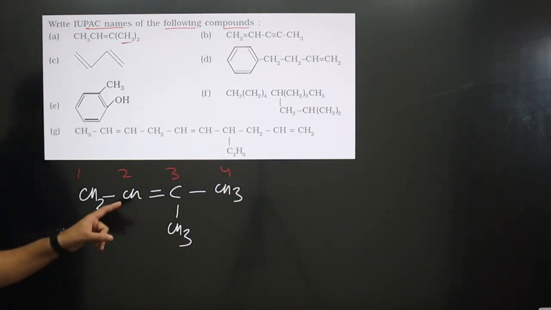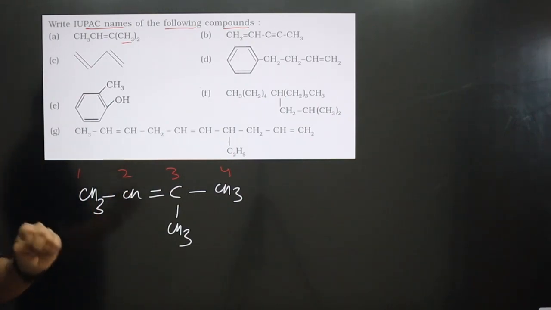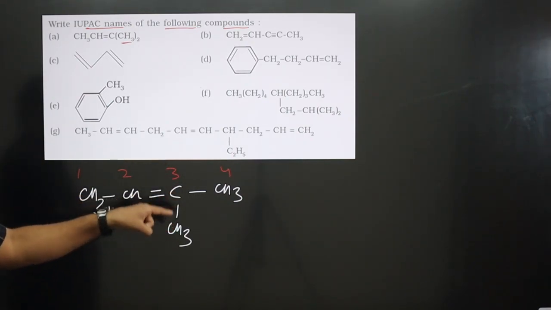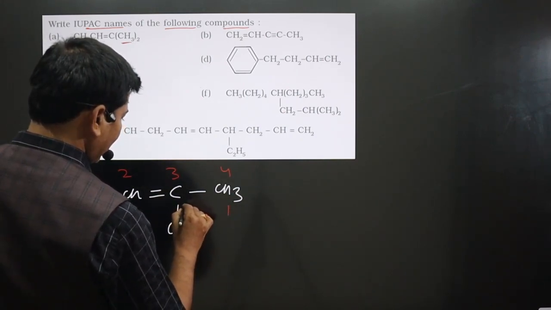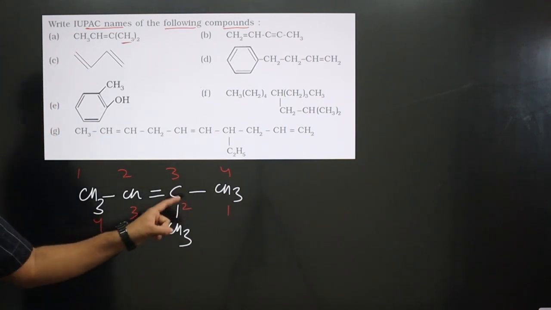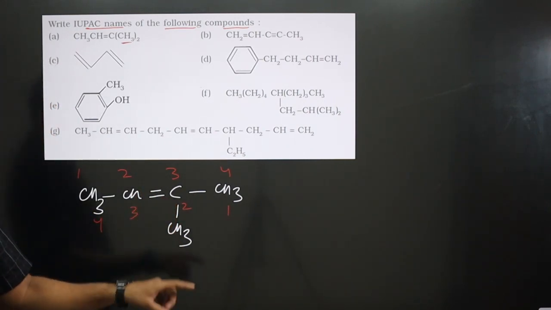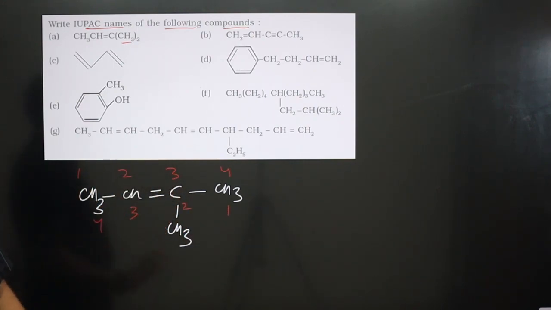Okay, so you can see the double bond is coming at the second carbon. But the alkyl group, this branching, is coming to the third carbon. Okay, if I do the numbering from this side, 1 and it is 2 and it is 3 and it is 4. You can see the double bond is coming to the second carbon, and the alkyl group, this branching, is also coming to the minimum number, the second carbon.